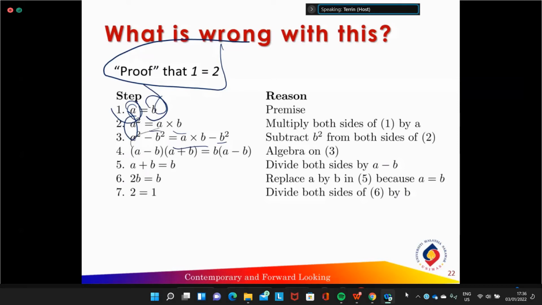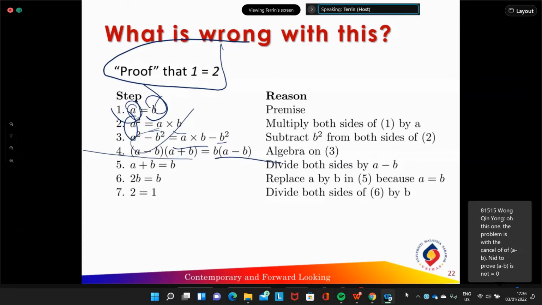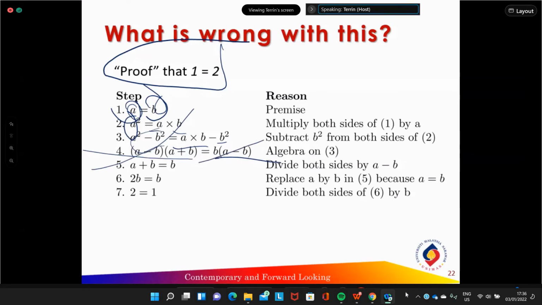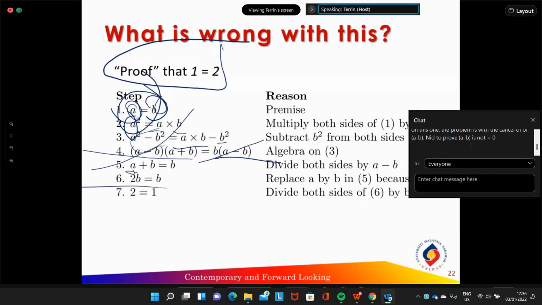Here we're just introducing the minus b squared, and then we can factorize this to be (a minus b)(a plus b), and on this side we factorize it to be b times (a minus b). So then you can cancel this off here, right? So you get a plus b equals b. And then you take the earlier case of a equals b and put that in here, and you get 2b equals b, and therefore you have proven 2 equals 1.